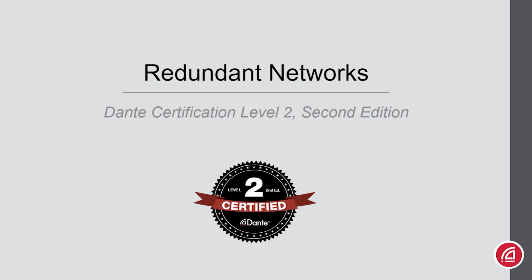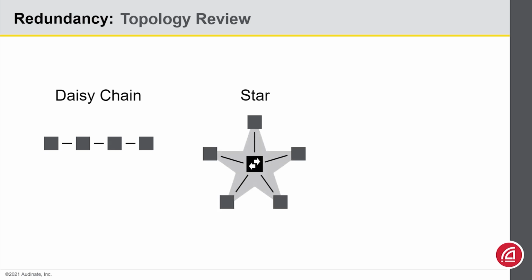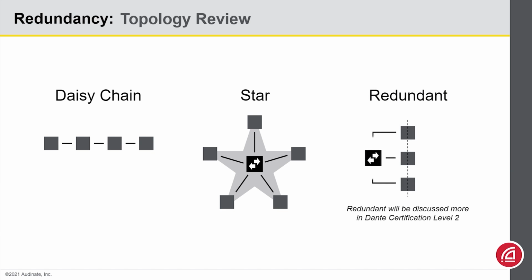Dante Certification Level 2, Second Edition. Redundant Networks. You'll remember that in the Level 1 class, we talked about different network topologies. We certainly talked about daisy chain, and we showed a star network, but we didn't really get into redundant networks at that time. We saved it for this class.